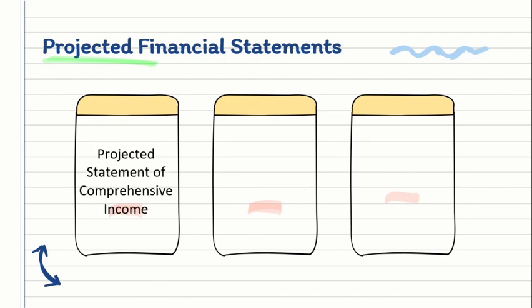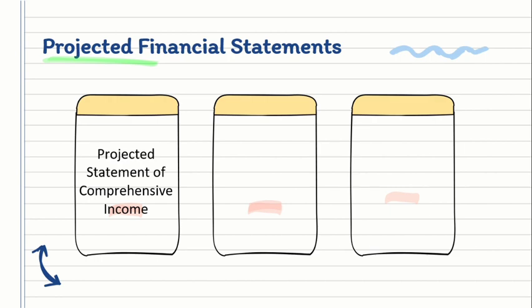First is the projected statement of comprehensive income. The projected statement of comprehensive income is a projection of the changes in equity during a period from business transactions. These transactions do not include transactions with the owner, like the owner's investment or withdrawal of his investments, which are not included in comprehensive income. So, the content of the projected statement of comprehensive income is strictly income and expenses.